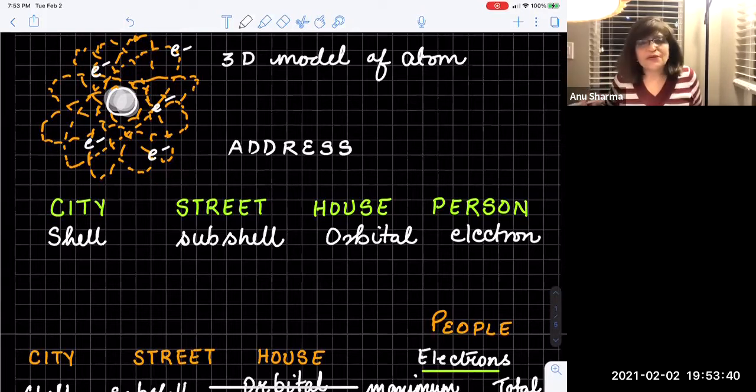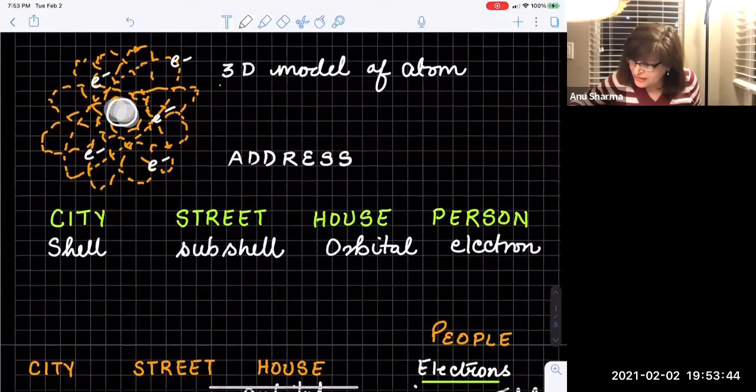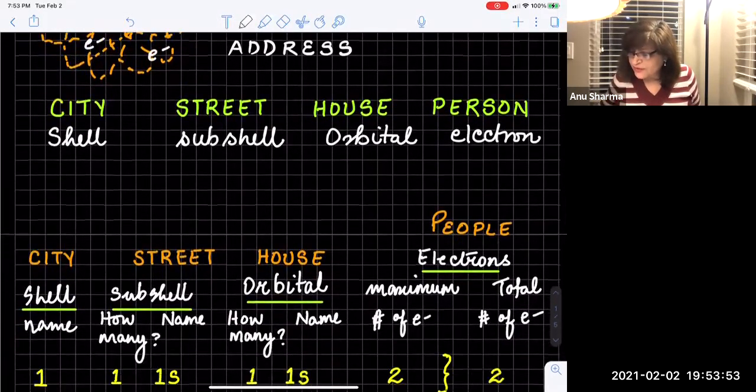Same thing, you're going to be locating the electrons in this mess you see here, in this 3D model. That's the reality. It's like a ball. So where do you place these electrons, or how do you locate them?